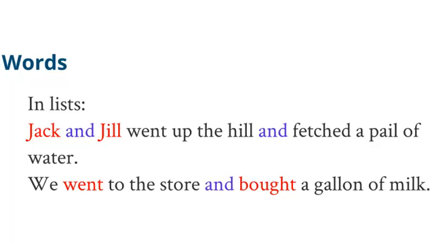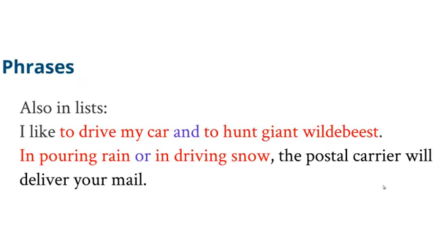In the second example here, we went to the store and bought a gallon of milk. And is connecting just a list of verbs, went and bought. And it could connect more verbs. I could say I went to the store, comma, bought a gallon of milk, comma, and went home, in which case I'd have three verbs connected by and. It could connect phrases in a sentence.